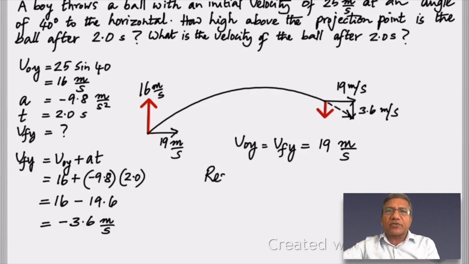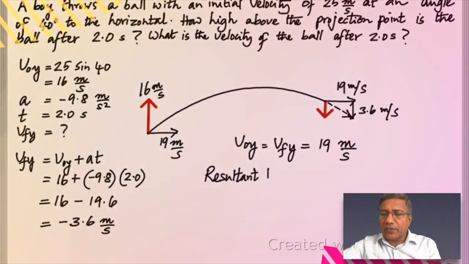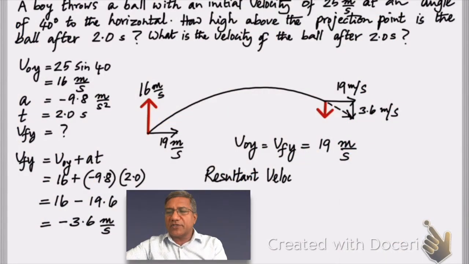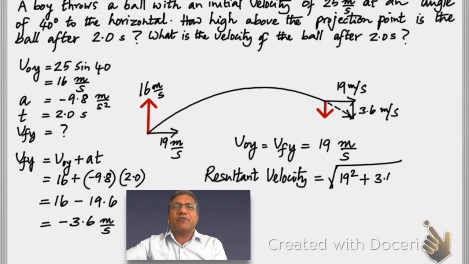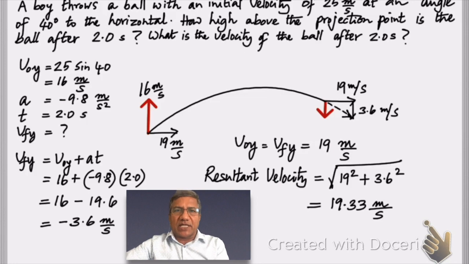So when you take the resultant, you are going to get the root of the sum of the squares. So 19 squared plus 3.6 squared. Even if you put negative 3.6 squared, the square of a negative quantity becomes positive. And so you get 19.33 meter per second.